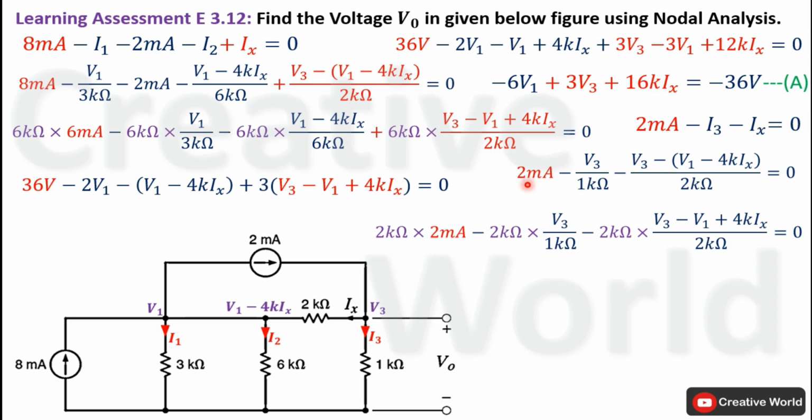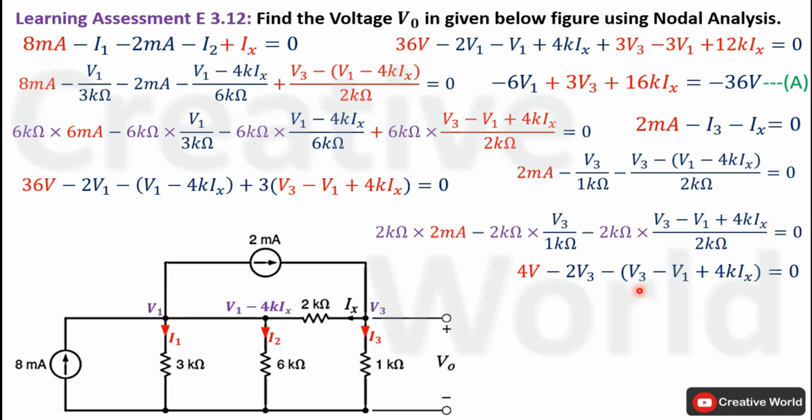Product of 2 milliampere and 2 kilo ohm will result 4 volt. Here product of 2 kilo ohm will cancel out with 1 kilo ohm in denominator. Only 2 will be left, and that 2 will be multiplied with V3. It will become 2V3. Here the product of 2 kilo ohm will cancel out with 2 kilo ohm in denominator. Only numerator value will be left, V3 minus V1 plus 4k Ix.